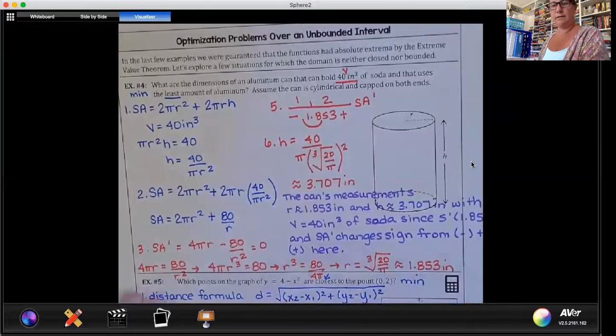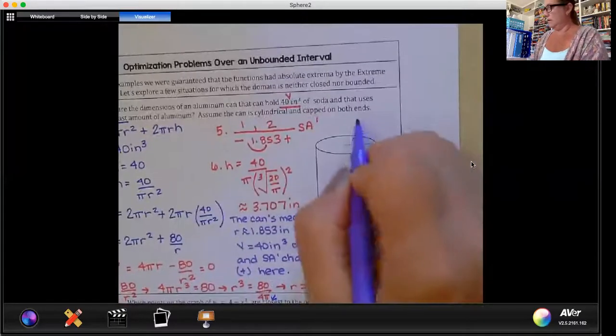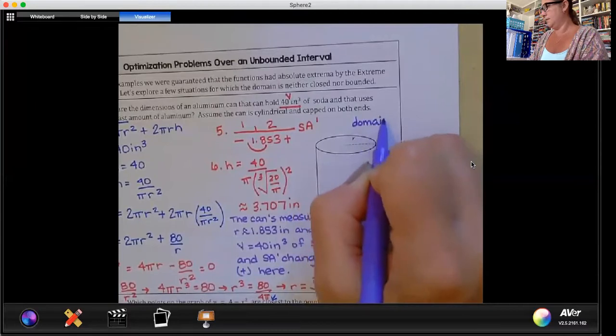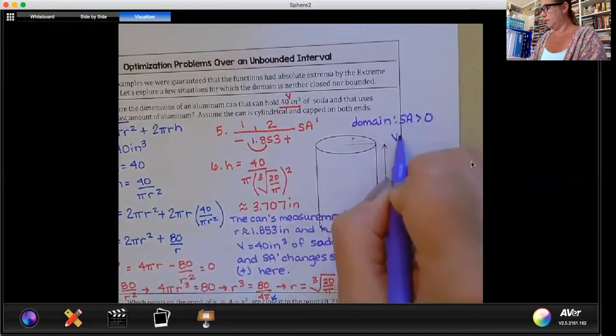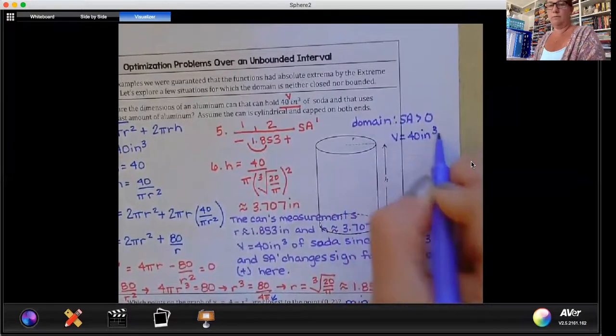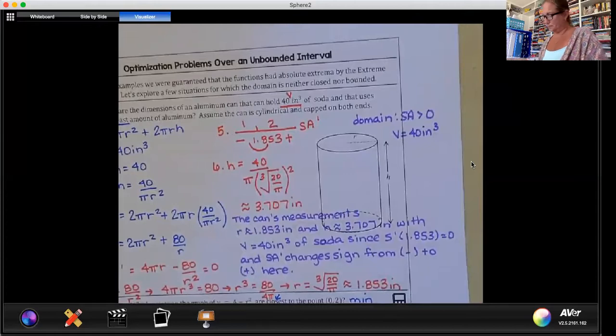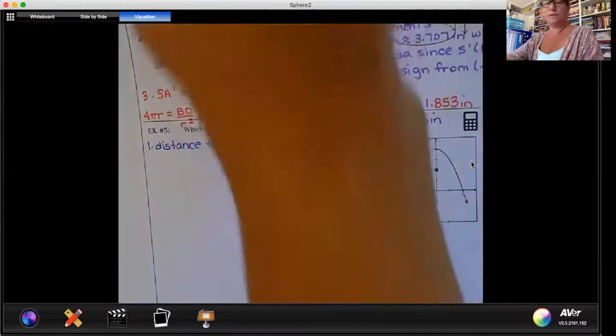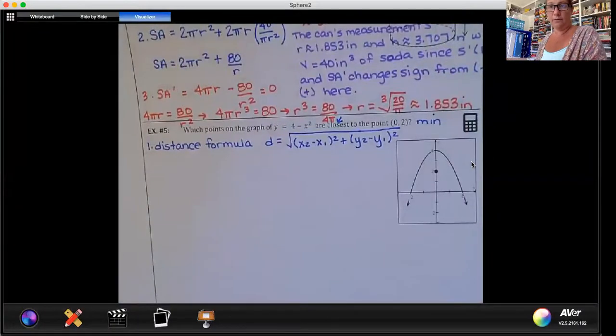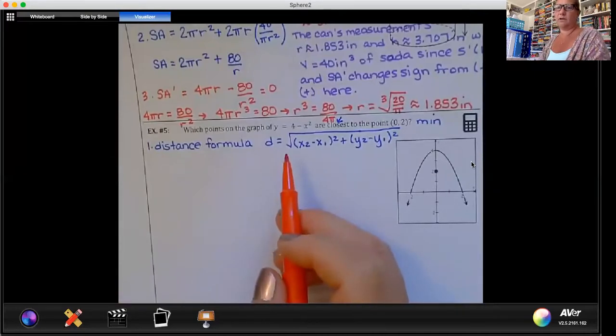We didn't establish our domain, but really the only thing we have to know about our domain is that your surface area has to be greater than 0, and we know our volume was 40 inches cubed, which we had already worked with. You're probably noticing that in these optimization problems, first of all, yes, they're all word problems, and second of all, they all use some kind of a formula that I have given you. So they are formulas that you need to be familiar with. I'm not going to say necessarily you need to go out and memorize them all, but we're using the distance formula in number 5 to figure closest points, and that is something that you should definitely know.